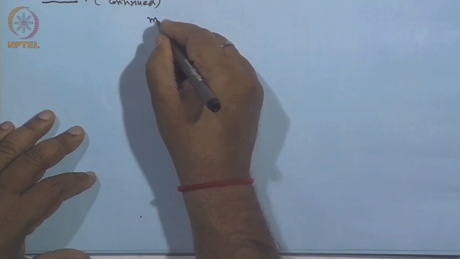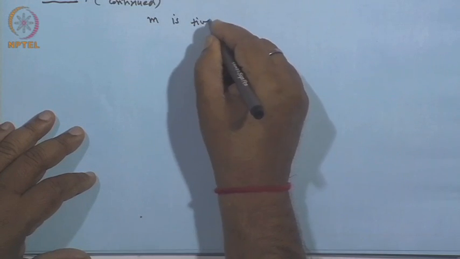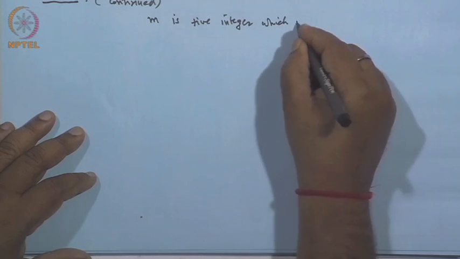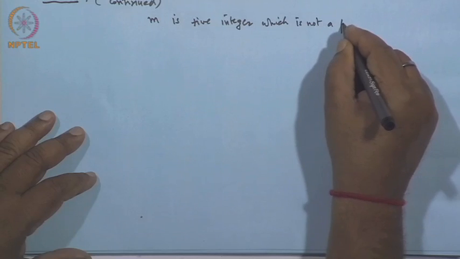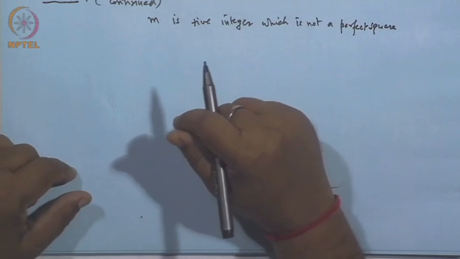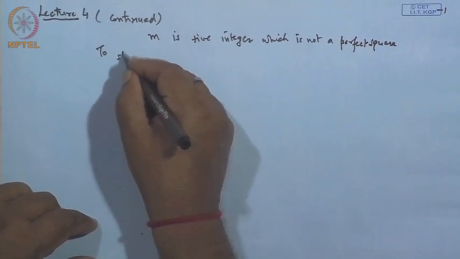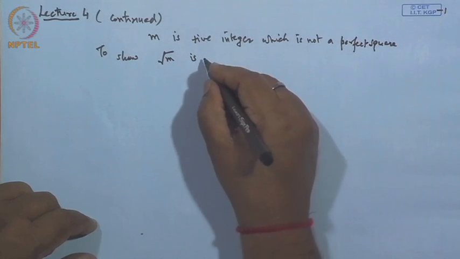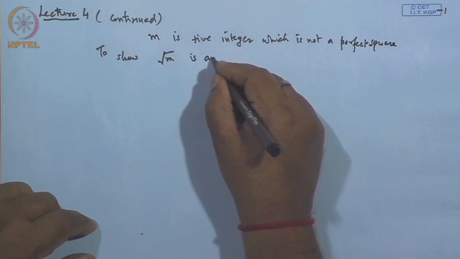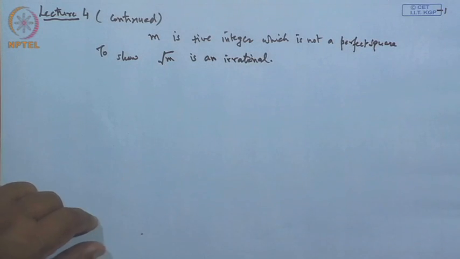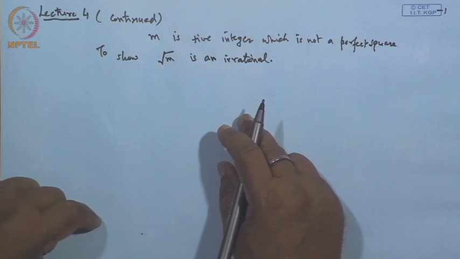Suppose m is a positive integer which is not a perfect square. Then we will show that the square root of m is an irrational number. That we were discussing. So, we have proved this by contradiction.